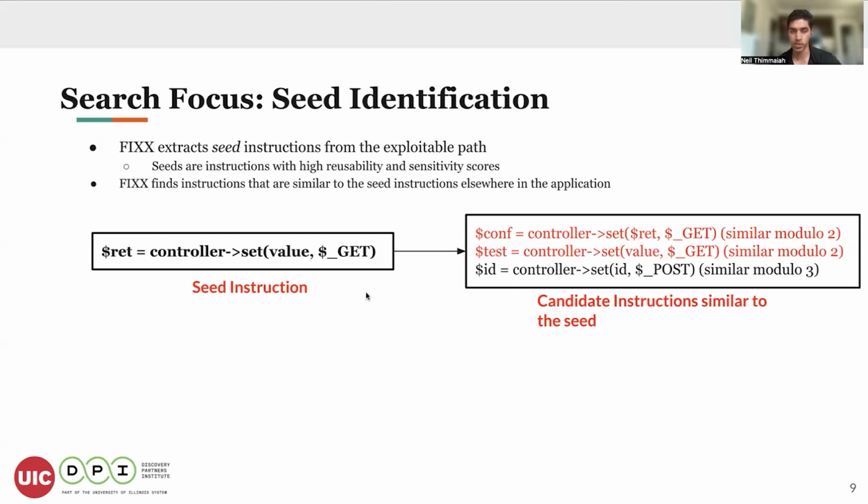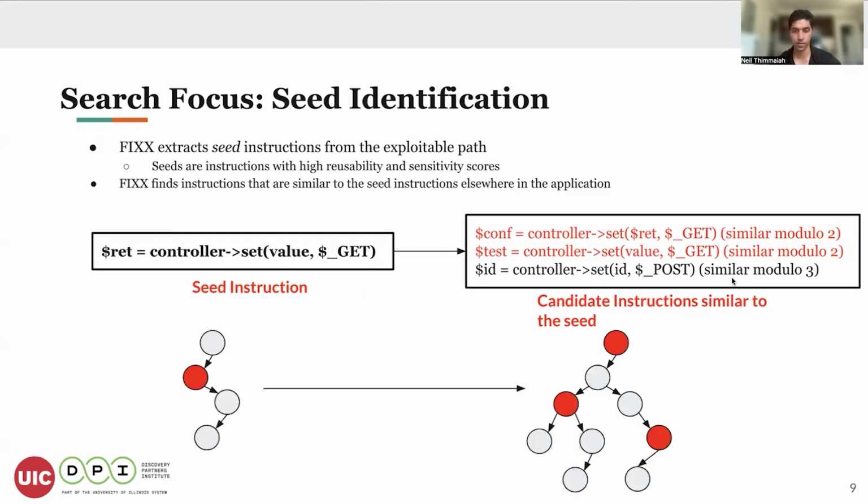If there are 3 name nodes that are different, for example, ID compared to RET, ID compared to value, and post compared to get, we term that as similar modulo 3. And we select the instructions according to the modulo value that was set.